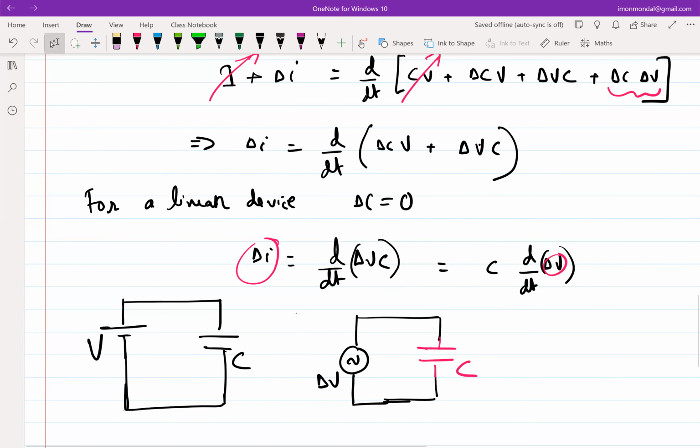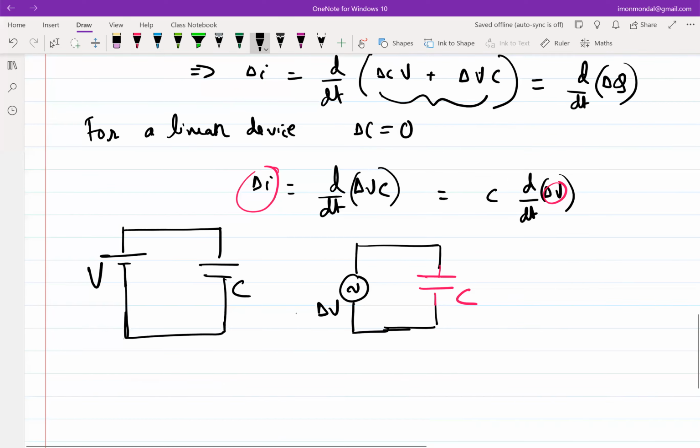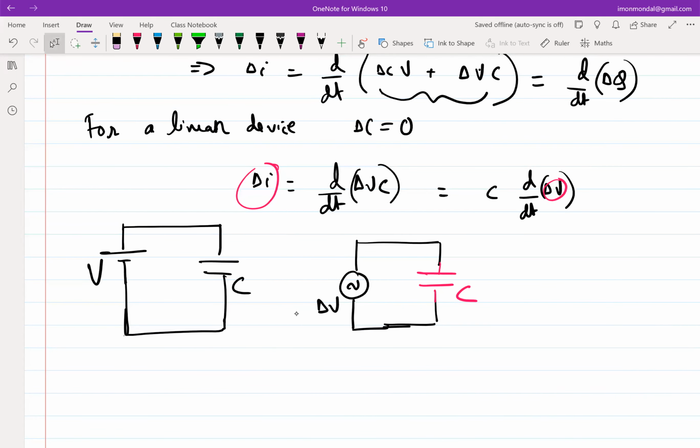But note that this is equal to what? This stuff is essentially del Q. Correct? This is del Q. So this is d dt of del Q. In case of a capacitor, the mother equation is I is equal to dQ dt. So in case of a nonlinear capacitor, what should you replace it with? There will be something inside the box. What will be the stuff inside the box?